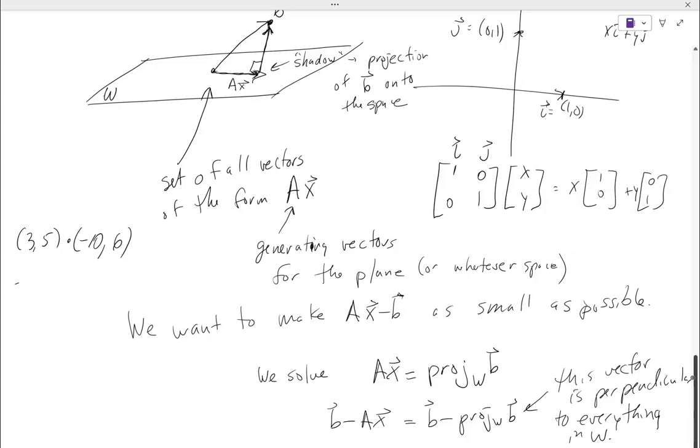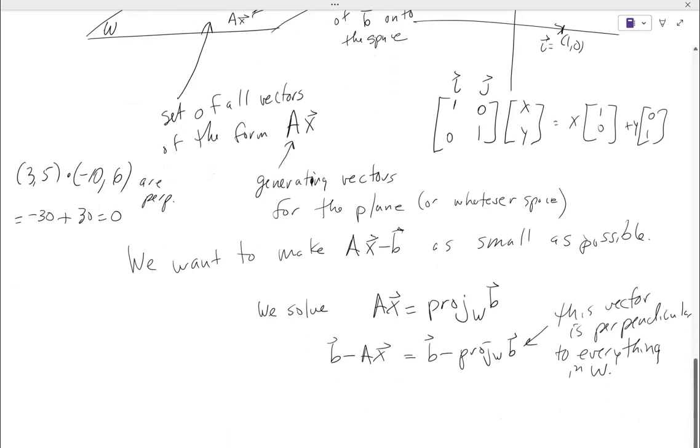Remember, you do your dot product as first two things multiplied together plus second two things multiplied together. In that case, we get 0. So those things would be perpendicular. So we can check with dot product. All right. So again, this has to be perpendicular to absolutely everything in W, right?